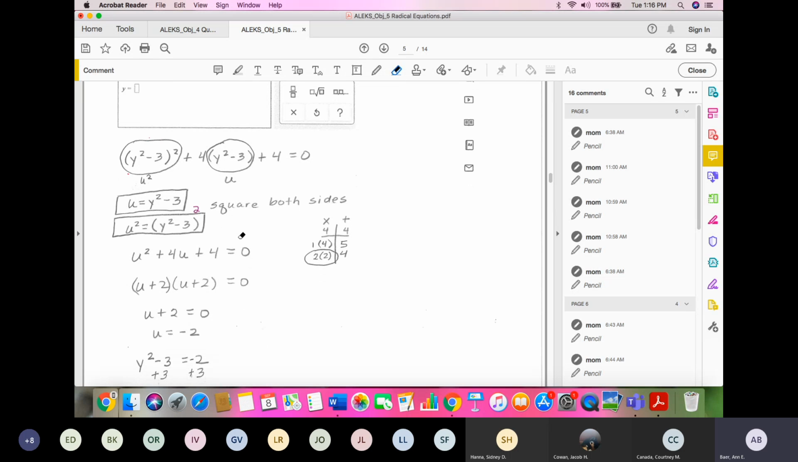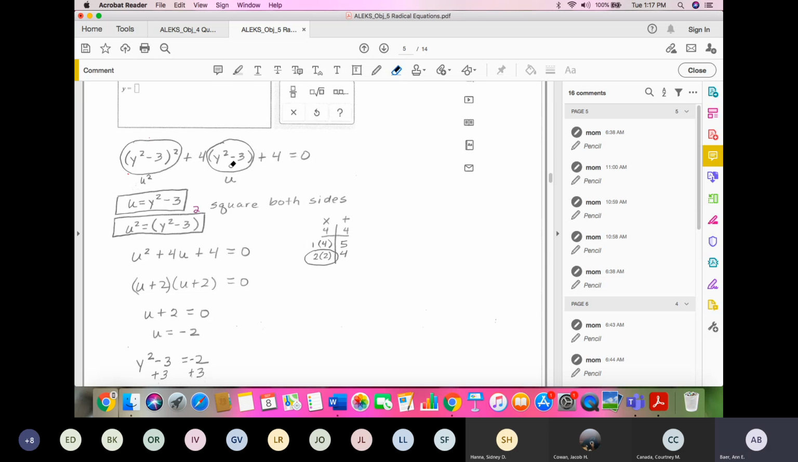Now, we want to convert this to an equation only involving u. So I've got this, okay? And what's my u squared? My u squared is equal to y squared minus 3 all squared. Well, that's the same exact expression as on the right side here. So that entire expression is equal to u squared.